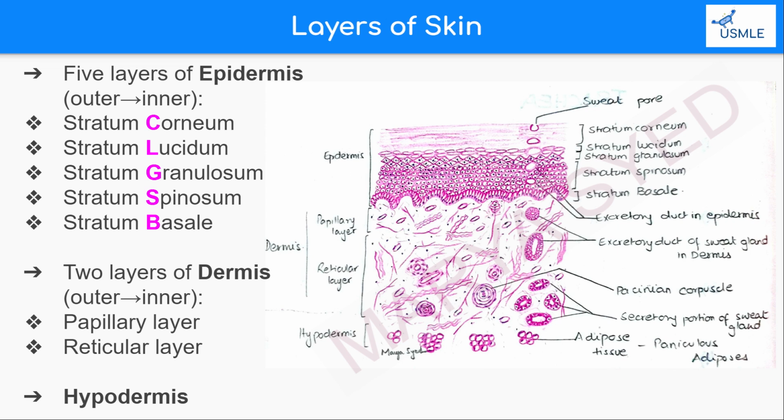Here is a diagram depicting the layers of the skin. There are two layers, the epidermis and the dermis. Along with the hypodermis, the epidermis has 5 more layers. Moving from the outer to inner layers, we have the stratum corneum, stratum lucidum, stratum granulosum, stratum spinosum, and stratum basale. The 2 layers of the dermis from outer to inner include papillary layer and the reticular layer.